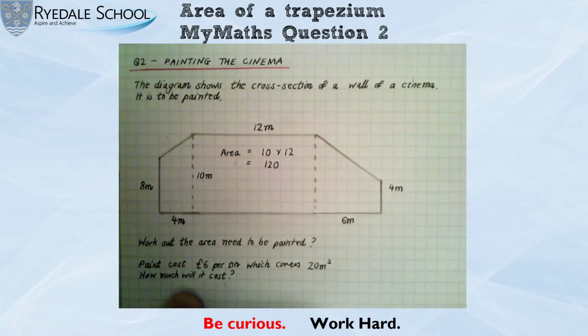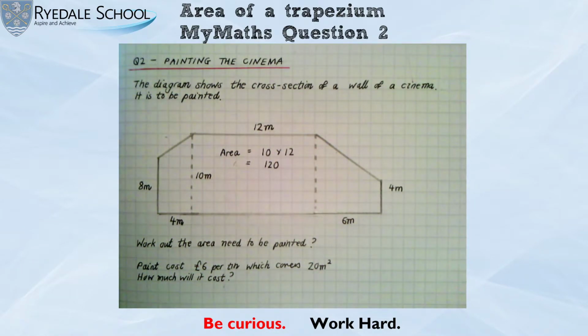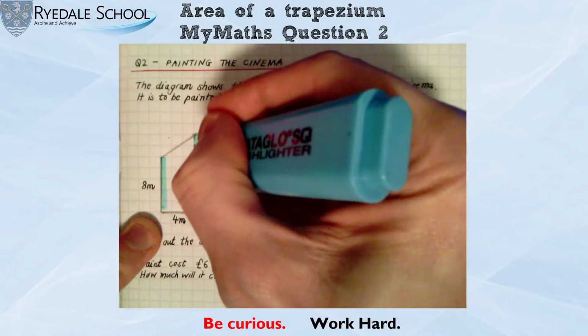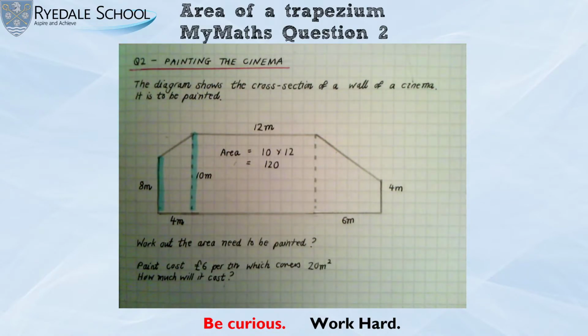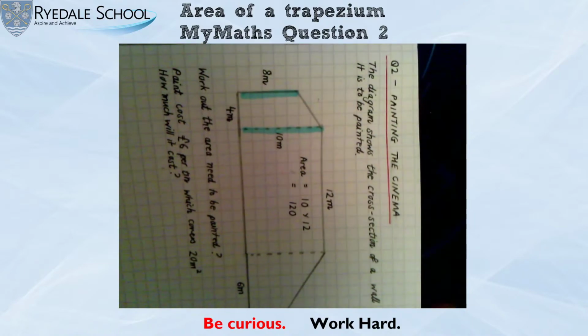The other issue that you've got with this trapezium is it is on its side. When you are using the formula for the area of a trapezium, you need to identify the two parallel sides. And the two parallel sides in this question are the 8 and the 10. So what I think I'm going to do is I'm actually going to turn this diagram round. Just helps my brain think a little bit better.